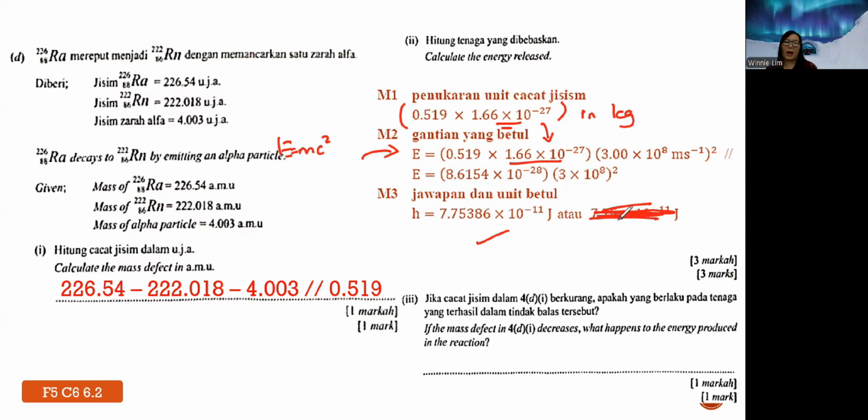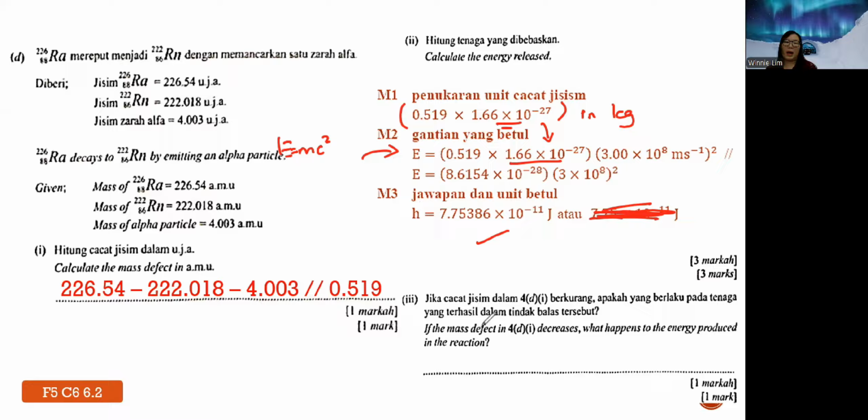Okay, then times 1.66 times 10 to the power of negative 27. Then times 3 times 10 to the power of 8, bracket, square it. Okay, so the answer is correct. Then your unit for energy can be in joules.